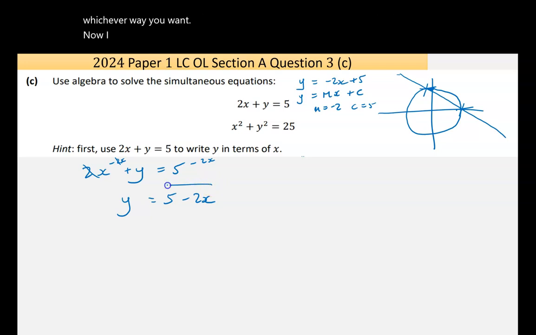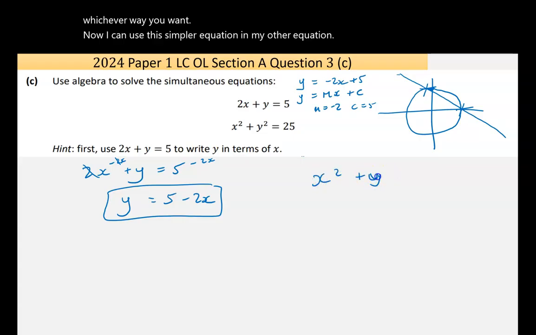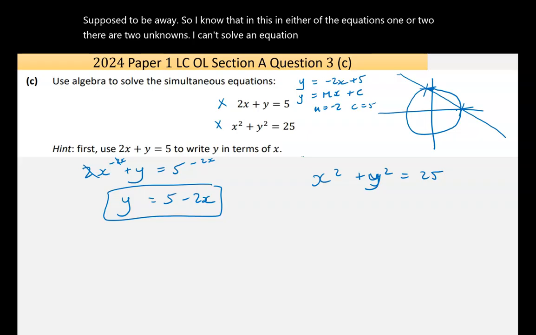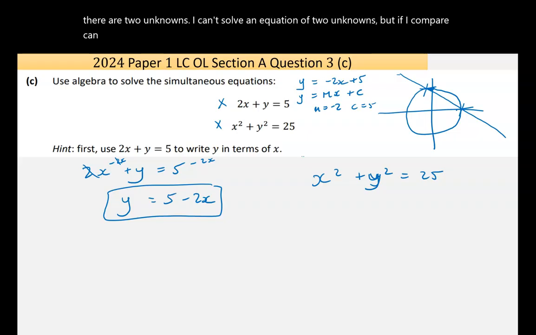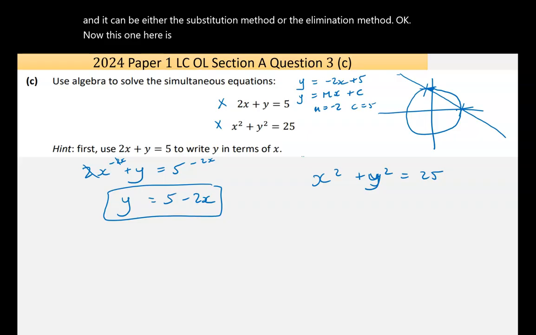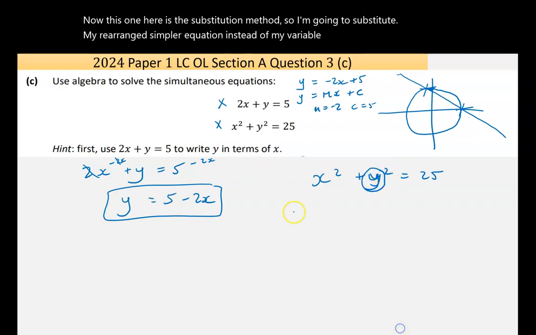Now, I can use this simpler equation in my other equation. It's supposed to be a y. So I know that in either of the equations, 1 or 2, there are 2 unknowns. I can't solve an equation of 2 unknowns. But if I can compare 2 different equations of the same 2 unknowns, we can use this trick, and it can be either the substitution method or the elimination method. Okay. Now this one here is the substitution method. So I'm going to substitute my rearranged simpler equation instead of my variable in the more complicated equation.